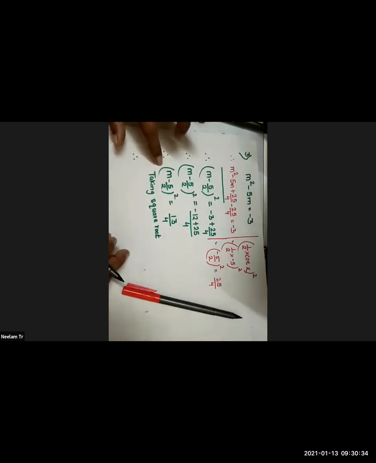Okay. Taking square root, what will I get? M minus 5 by 2 will become plus or minus root 13 by 2. I'll get two values of m. What are those? When it goes to the right hand side, it will become 5 plus or minus root 13 by 2.